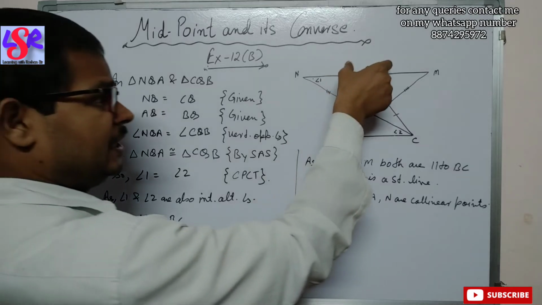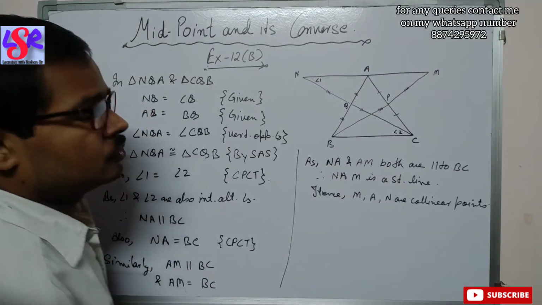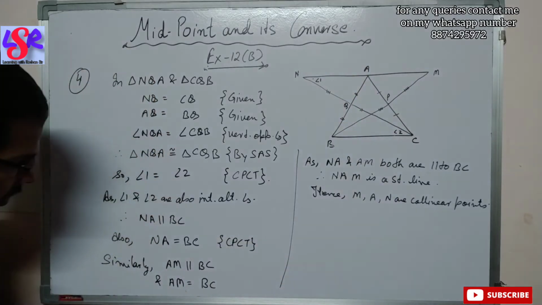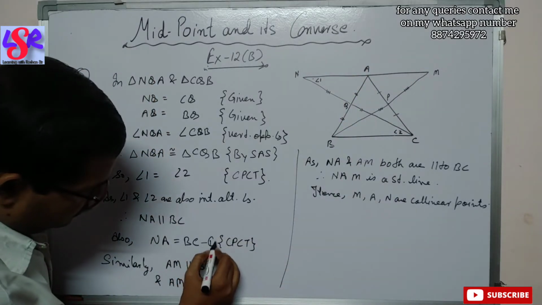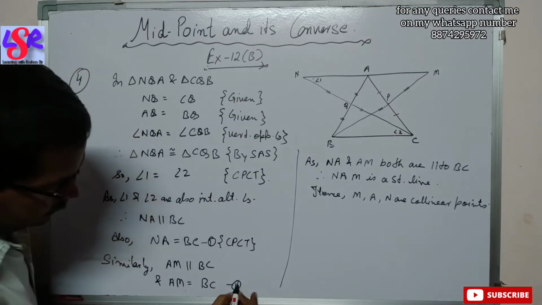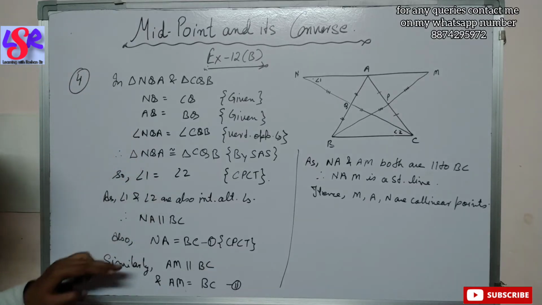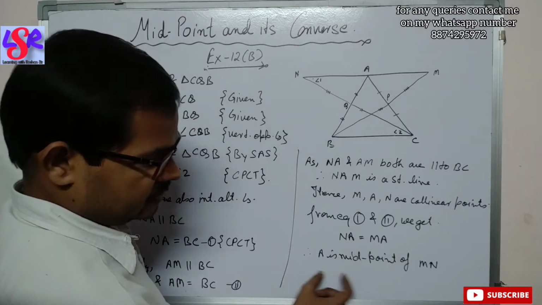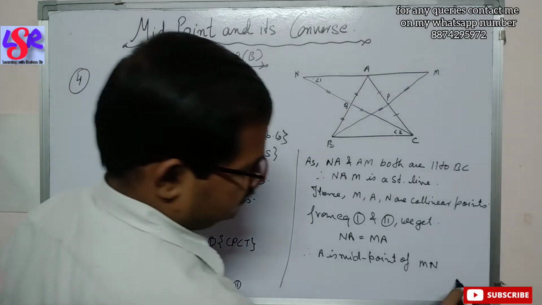Then we have to show that A is a midpoint of N and M. उसके लिए हमें ये show करना पड़ेगा कि ये side इस side के बराबर है. So if you take this equation and this equation, so from equation number 1 and 2 we get that they both are equals to BC. So NA is equals to MA and therefore A is a midpoint of NM. Hence proved.